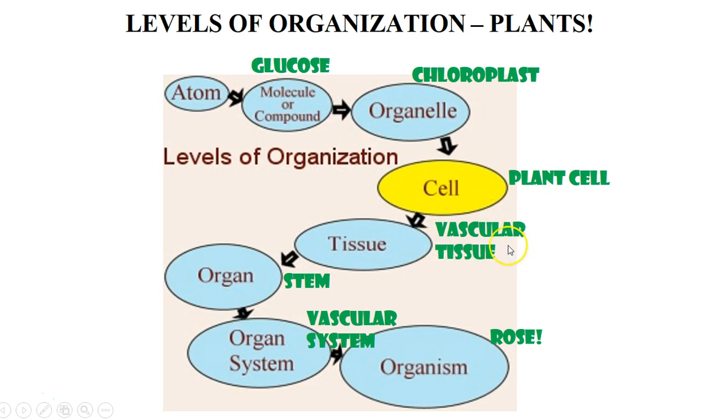A type of tissue that can be found in plants is called vascular tissue. We'll talk about that today. Vascular tissue comes together to form an organ. You can find vascular tissue in the stem, leaves, and roots of a plant. Those are all organs of the plant. These organs come together to make up the system, like the vascular system or the reproductive system in plants, and then the organism, of course, would be a whole organism that is a plant, like a rose or a tree.